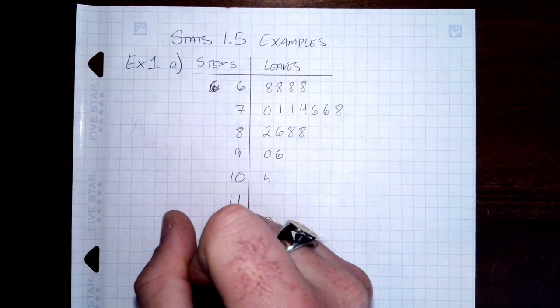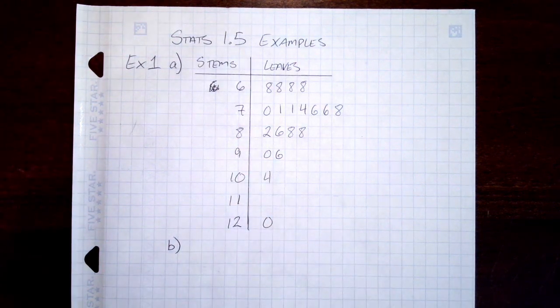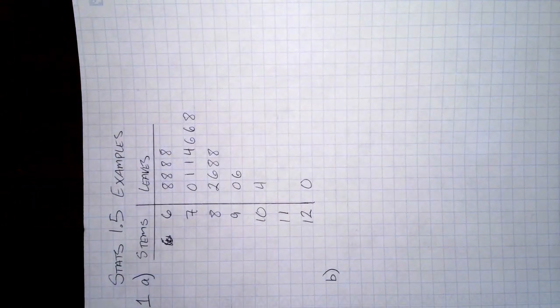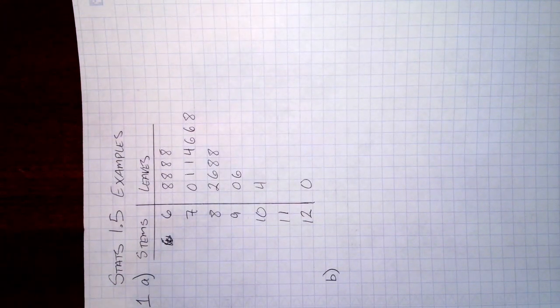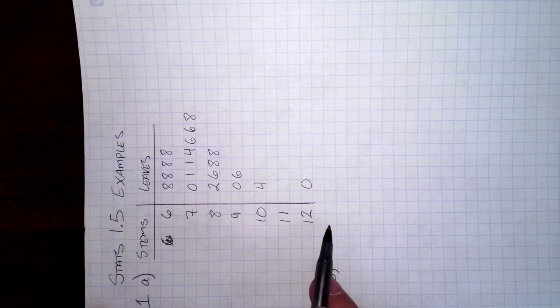Part B is to describe the shape of the distribution. To find the shape of the distribution, turn either the paper or your head 90 degrees. The paper goes 90 degrees to the left, your head would go 90 degrees to the right. But now we kind of see our x-axis, 6, 7, 8, 9, 10, 11, 12.